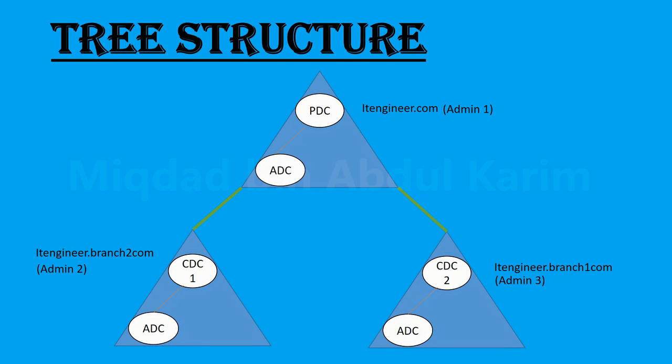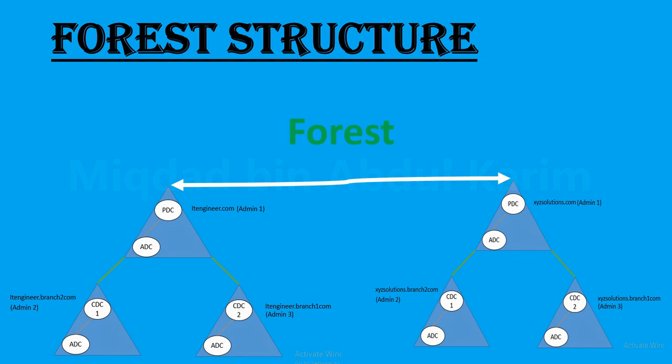There are three branches of the same company. In each branch, there are different administrators maintaining their PDC. The parent domain controller can only be managed by admin 1, and admin 1 can manage both branch 1 and branch 2. Admin 3 doesn't have any privilege to manage the PDC, or the CDC1 also. When it comes to forest structure, it's a combination of two or more tree structures.